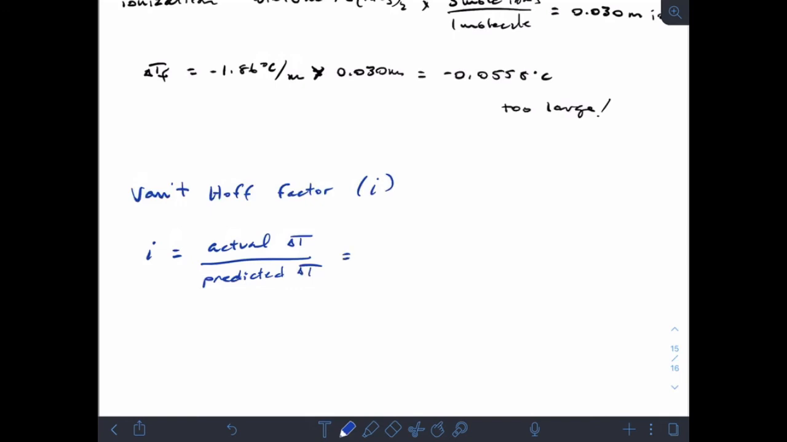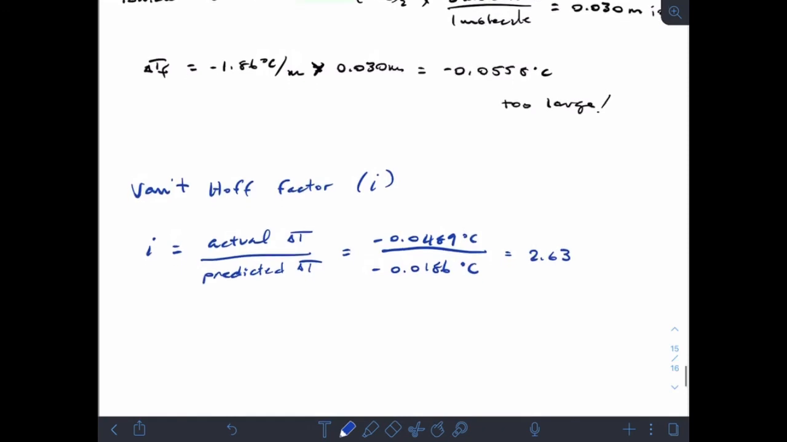Okay, so in our case, with the lead nitrate, our actual was negative 0.0489, and our predicted originally was 0.0186. So we get a van 't Hoff factor of 2.63. Okay, and this is for this concentration of lead nitrate.